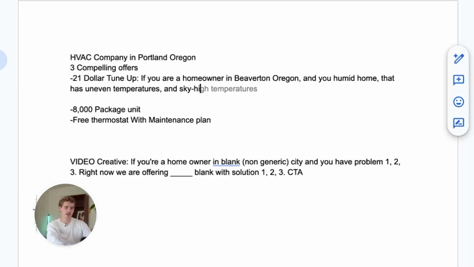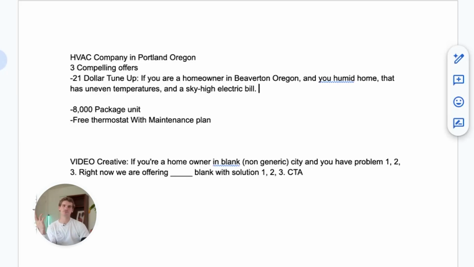And a sky high electric bill. Okay. So we just hit pain point 1, 2, and 3. Notice how all 3 of those are pretty different from each other, right? So one is the electric bill, which is a common pain point. Then we've got the uneven temperatures, and then we've got a humid home.